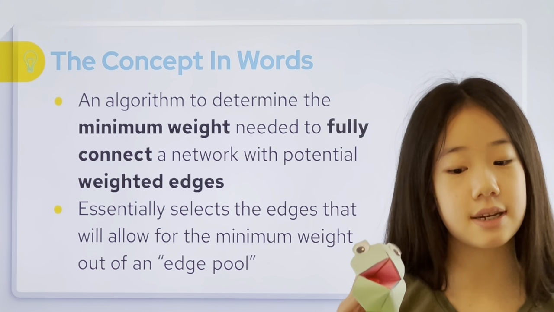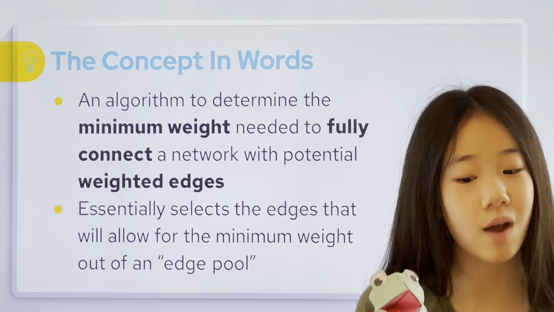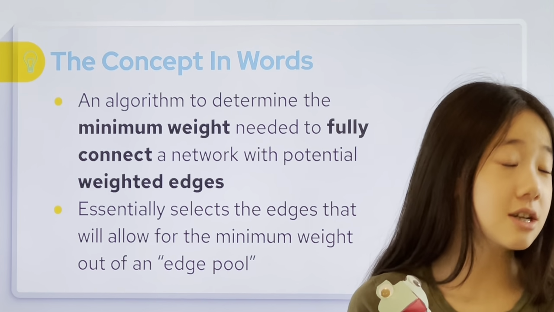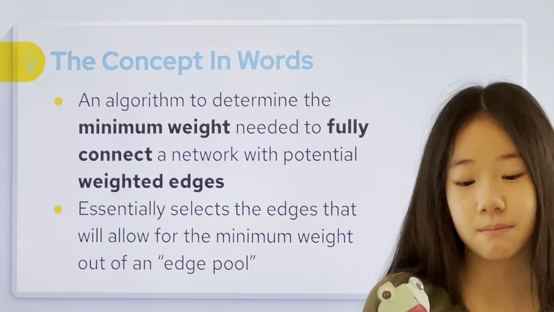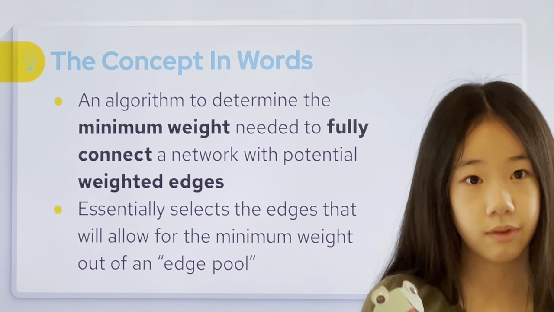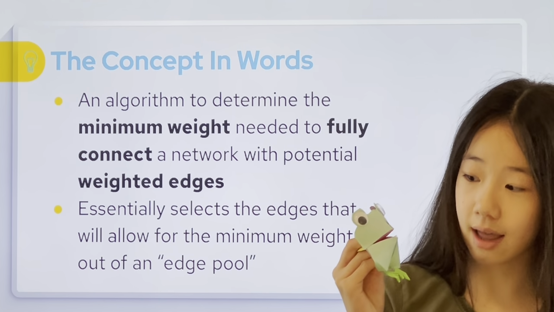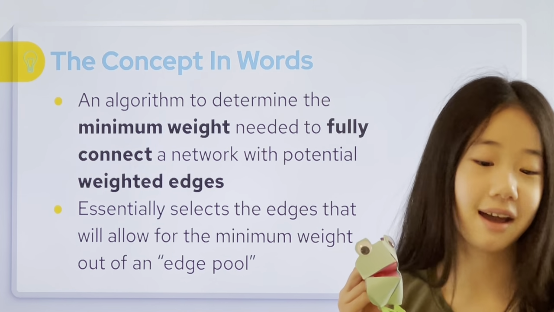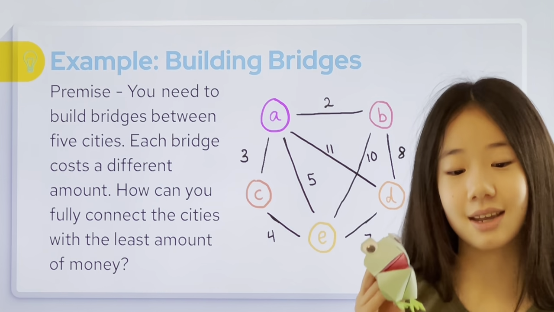Minimum spanning tree is an algorithm to determine the minimum weight needed to fully connect a network with potential weighted edges. It essentially selects the edges that will allow for the minimum weight out of an edge pool. Right? Yeah? This doesn't make any sense. It's all right, Ricky. Let me explain with an example.